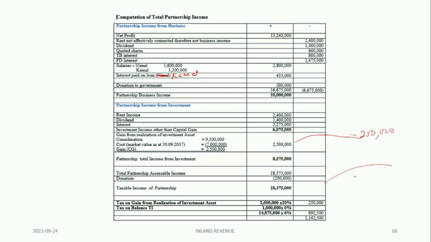Out of this 18 million, 2.5 million is considered as realization of investment asset, on which 10% tax is to be calculated. On the balance partnership taxable income, 1 million will be taxed at the rate of zero. The balance 14,875,875 will be taxed at the rate of 6%. Then the total tax liability of the partnership is 1,142,500, and according to the information, this tax has already been paid prior to 30th September 2021.